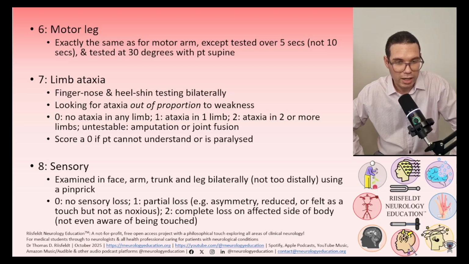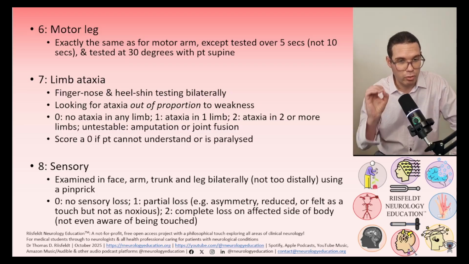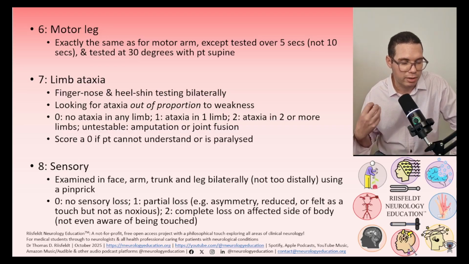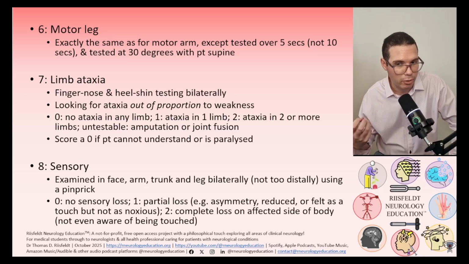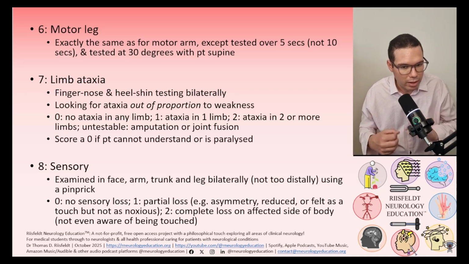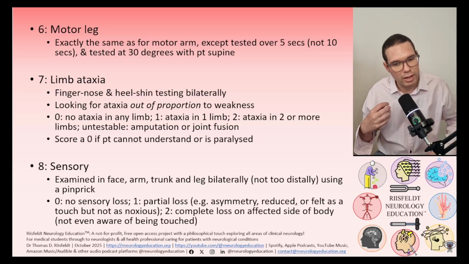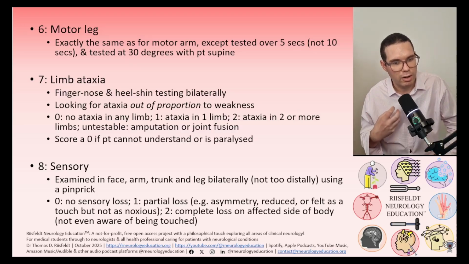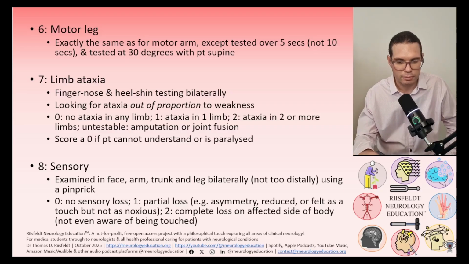So this is scored between 0 and 2 again. So 0 is no sensory loss at all. 1 is partial sensory loss, so that means an asymmetry or a reduction in the intensity of the pinprick, or the pinprick being felt as a touch but not as a noxious stimulus. And then 2 is if the patient has complete loss of sensation on the affected side of the body. So that means that the patient is not even aware that they're being touched in the area that you're examining.